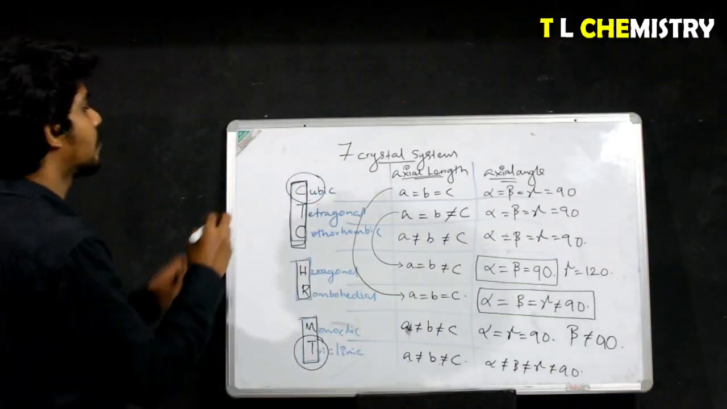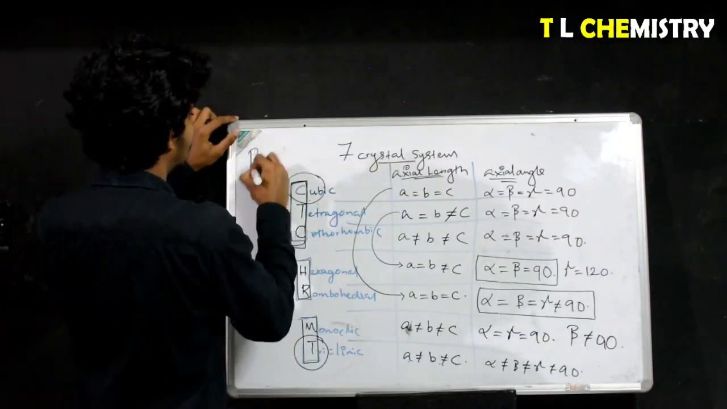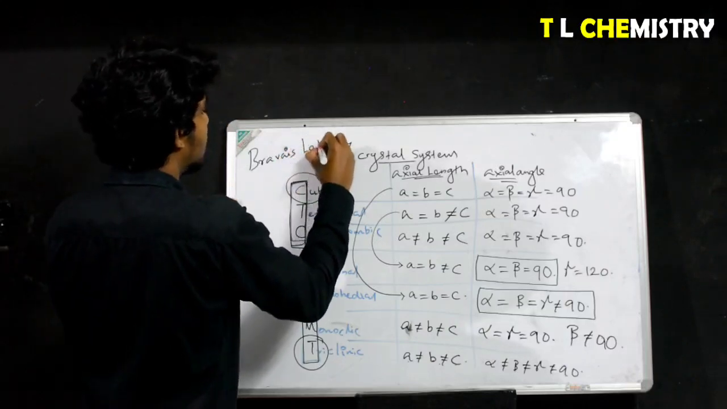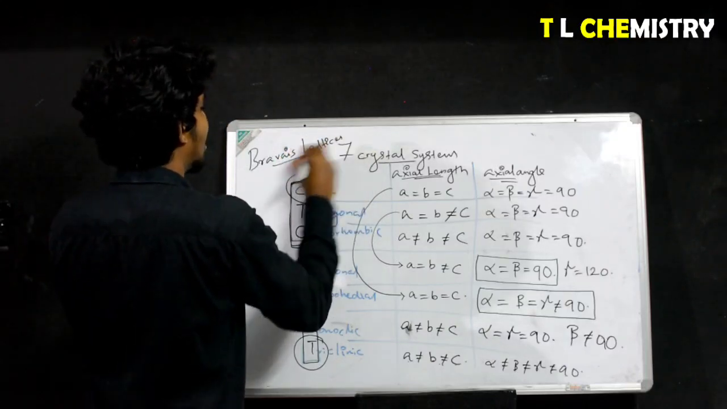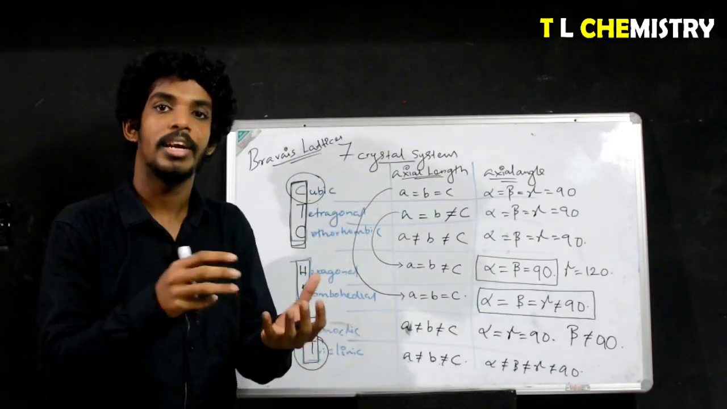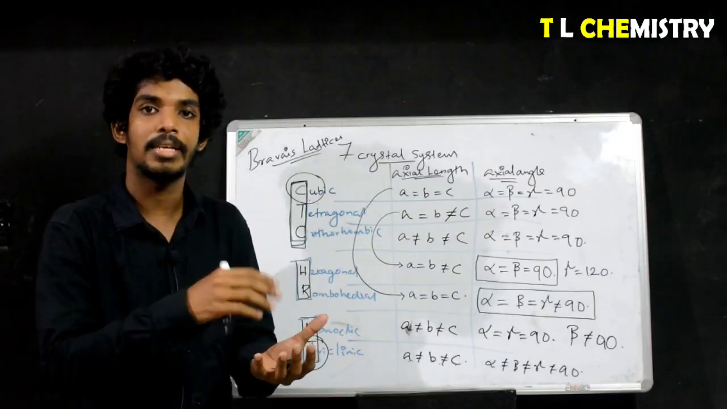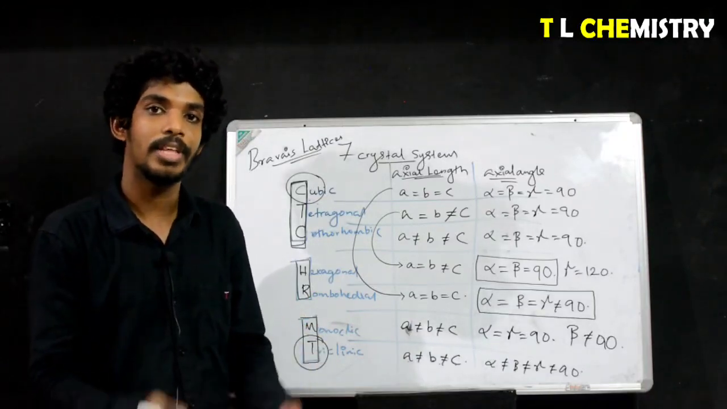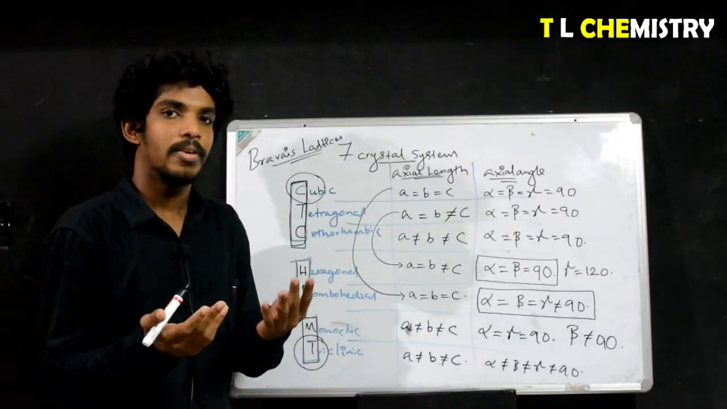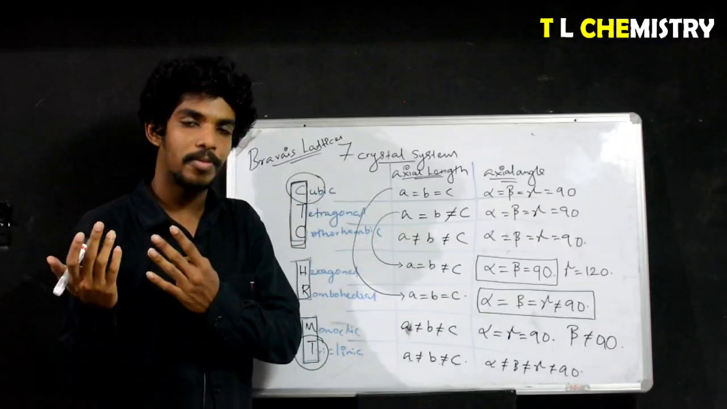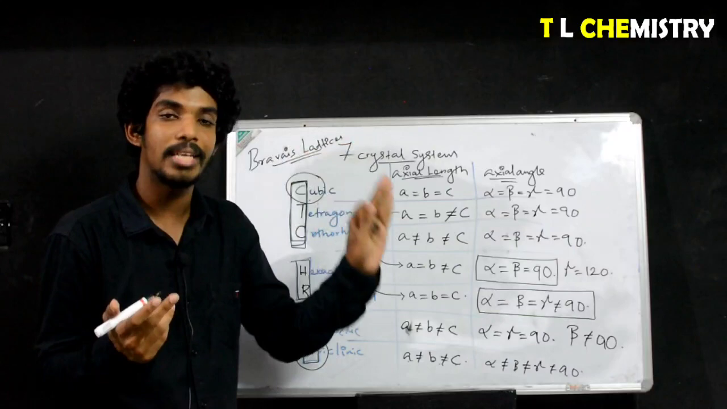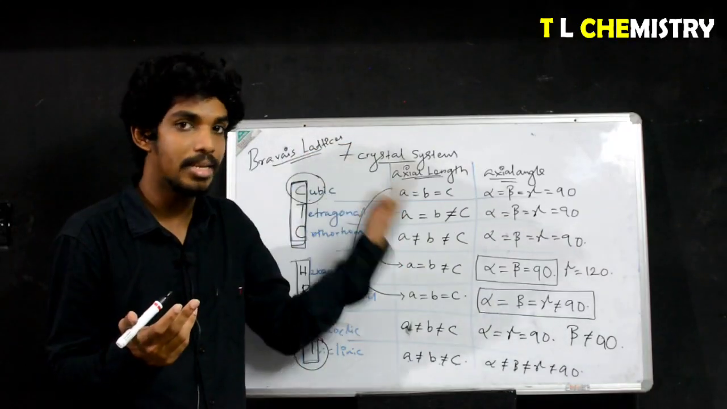Then we move to the Bravais lattices. What do you mean by Bravais lattices? Bravais lattices simply mean the different types of arrangement of atoms in the three-dimensional structure of the crystal lattice. We have heard about many types of cubes, such as simple cube, body centered cube (BCC), face centered cube (FCC), and end centered cube.